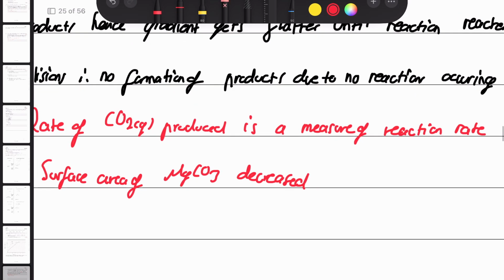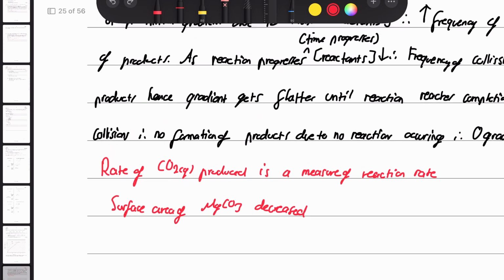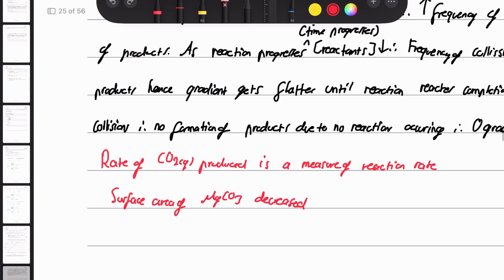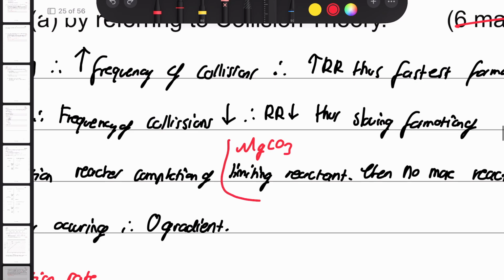Here I lost 2 marks because I needed to say that the rate of CO2 produced is a measure of the reaction rate, which I was kind of hinting towards, but I didn't explicitly say. And then you also needed to say that if the surface area of magnesium carbonate decreased, then the reaction rate would decrease.